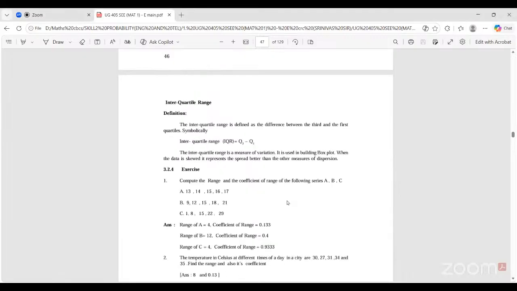Interquartile range. What is the interquartile range? The interquartile range is defined as the difference between the third and the first quartiles, that is Q3 minus Q1. The interquartile range is a measure of variation. It is the building block of the box plot, and when the data is skewed it represents the spread better than the other measures of dispersion we are taking here.